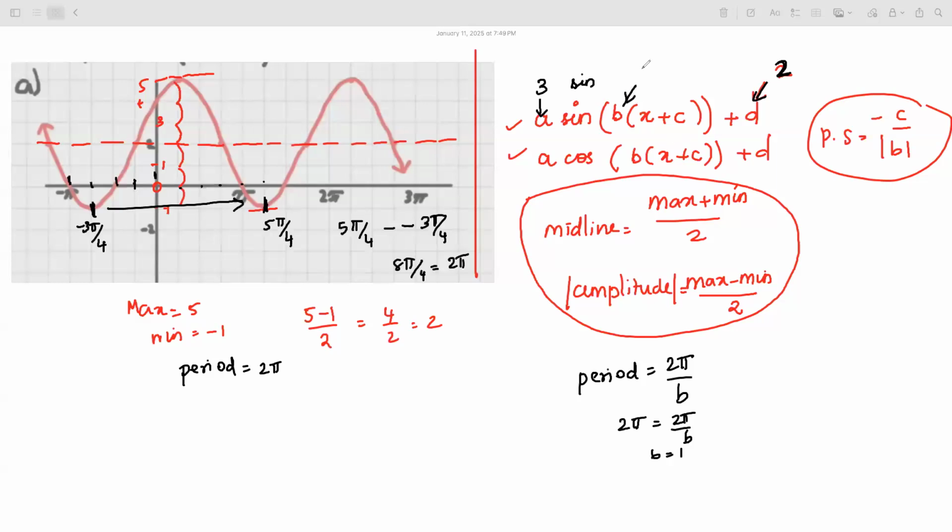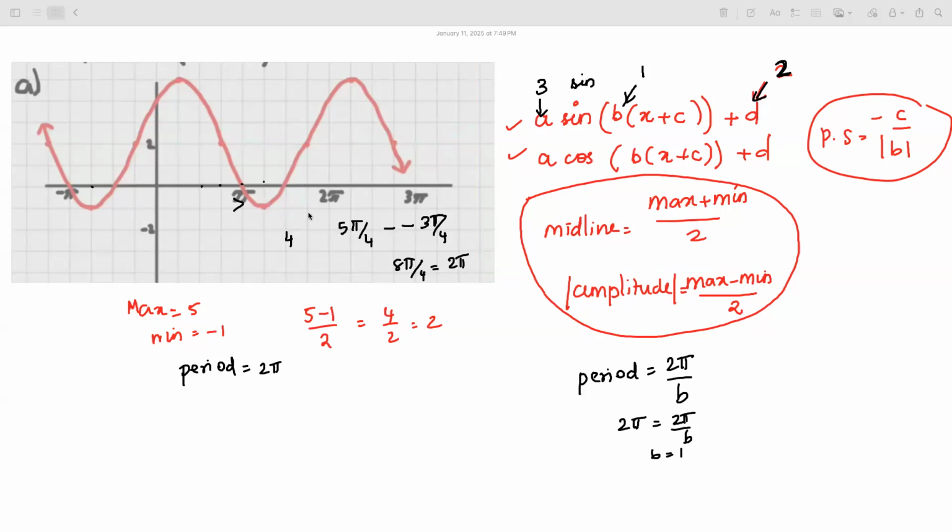Okay, now b equal to 1. But the last thing I need to find out is the phase shift. I have some issue with the sign. Let me recheck it, guys. Okay, now how to find out the phase shift? Let's see.